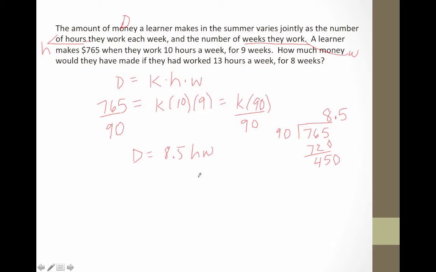How much money would they have made if they'd worked 13 hours a week, so that's more hours per week, for 8 weeks, so that's fewer weeks? So D equals 8.5 times 13 times 8. Oh my goodness, losing my pen. So 8.5 times 8 is 68. So 68 times 13.